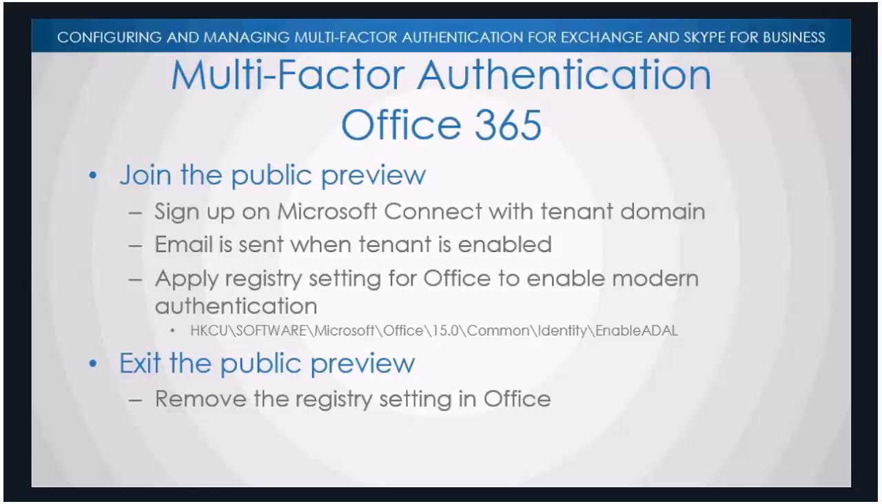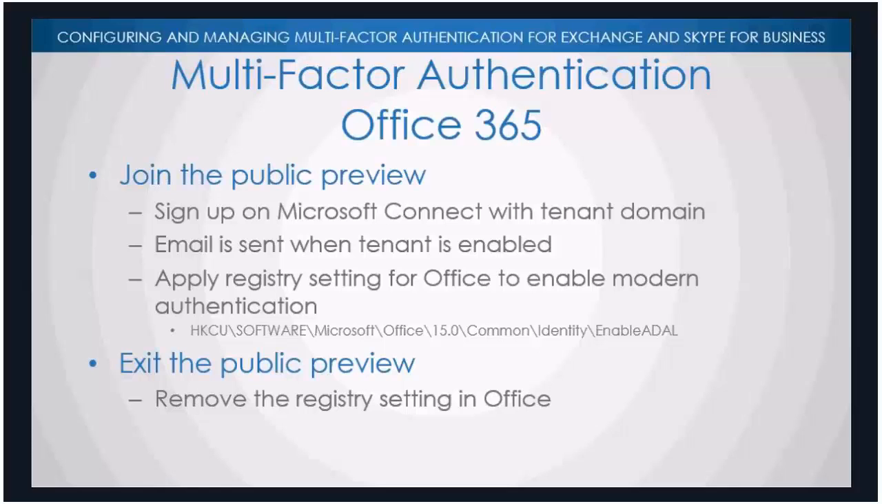Right. So the first two bullets are probably irrelevant at this point with the recent change, but the third one still applies. Once you're ready to turn on the MFA, what you have to do, besides configuring your users, obviously, on the portal, is apply the registry setting so that Office knows it has to use the modern authentication. And once you enable that, it knows that it has to use the MFA. If you don't want to use the MFA, obviously remove the registry setting.